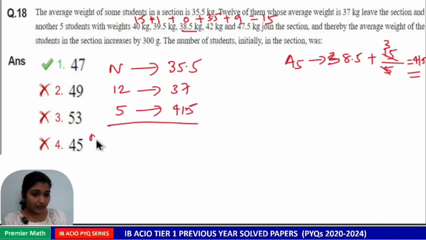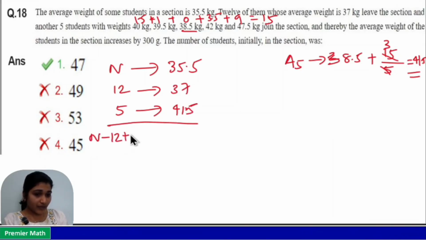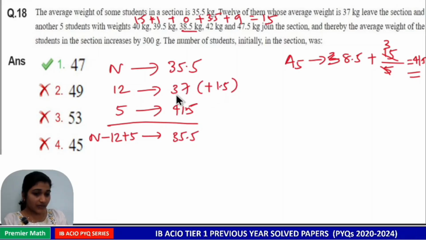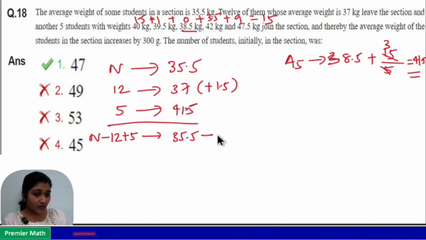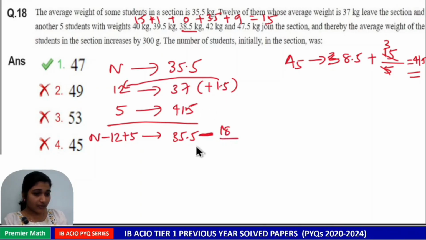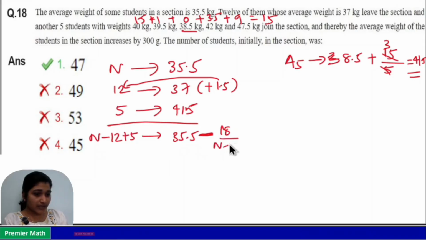Now from this end, when 12 students leaving and 5 students adding, remaining students become n minus 7 students. Take the common average as 35.5. Here 37 is 1.5 greater than common average. That is, this 12 students average is greater than common average. When they leave, common average will reduce. So here subtract the distribution. This 1.5 increment is for just 12 people. 1.5 into 12 is equal to 18. 18 should be equally distributed to this n minus 7 students.